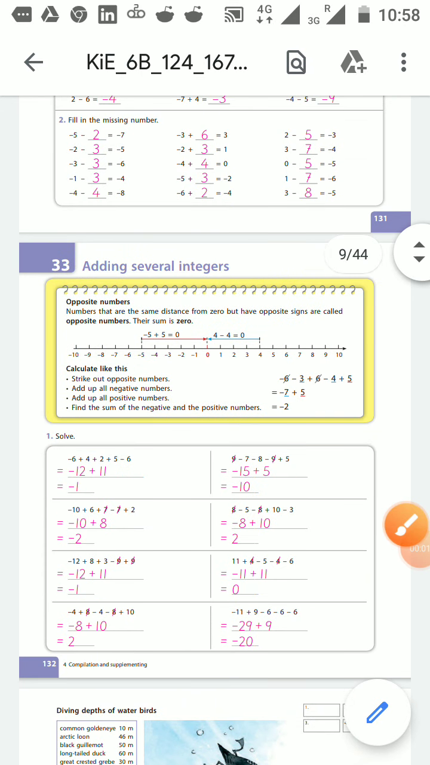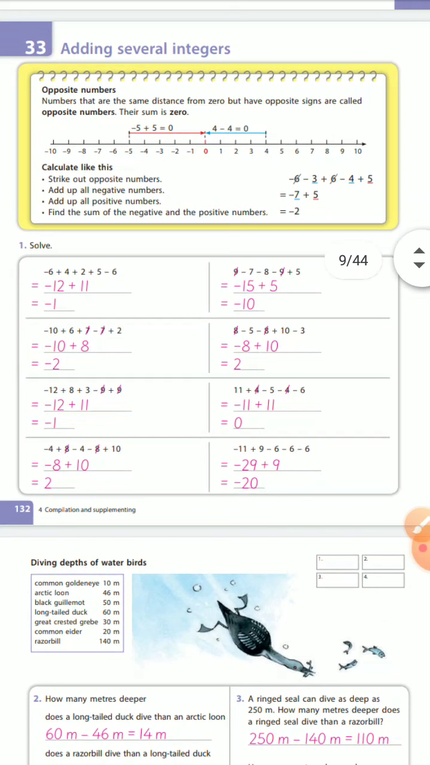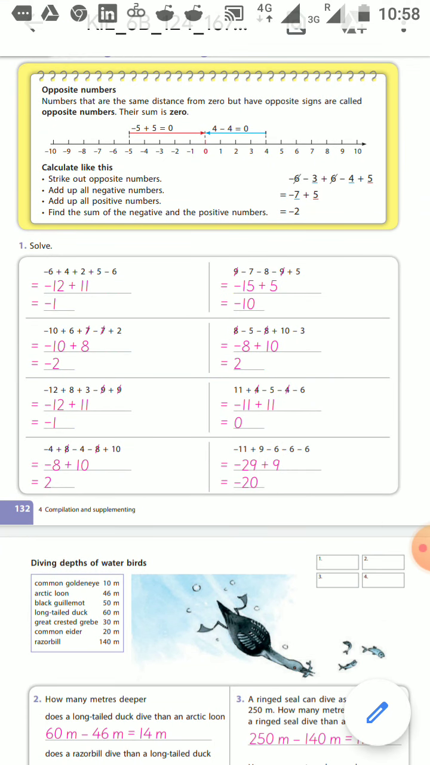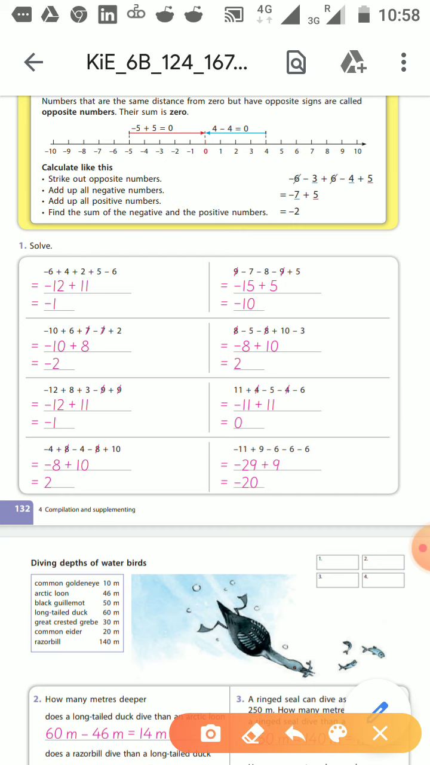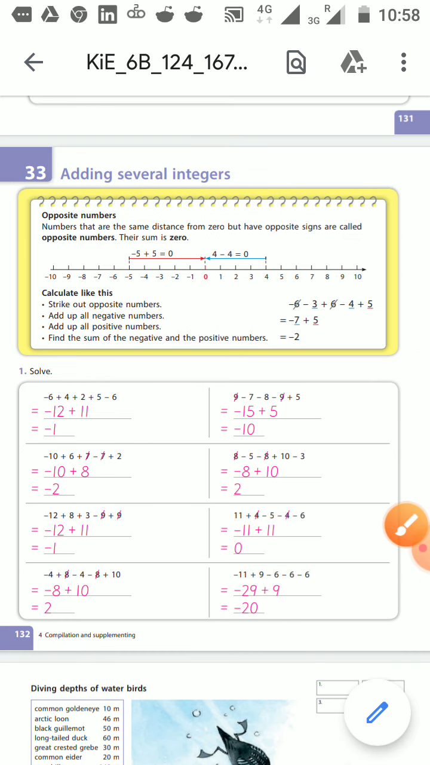Okay, good morning, everyone. This morning we're going to look at chapter 33, adding several integers. Now, as I explained in this morning's lesson, what we're doing here is adding a series of numbers together. So you'll see here how if they're either side of 0, they cancel each other.